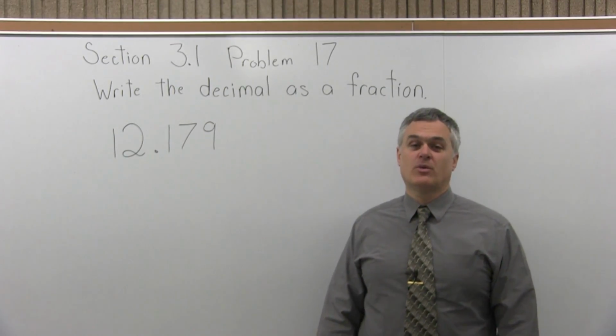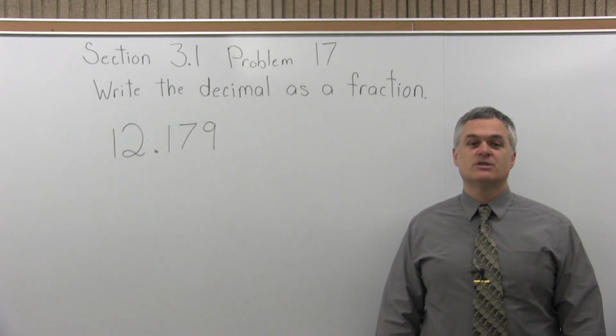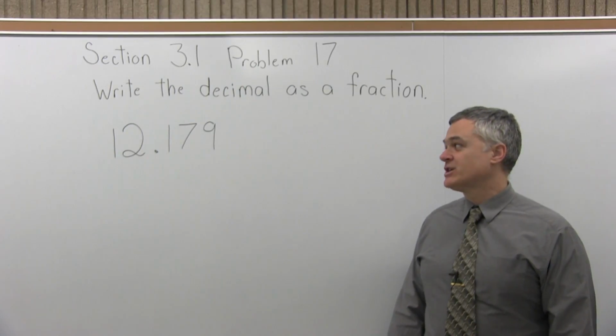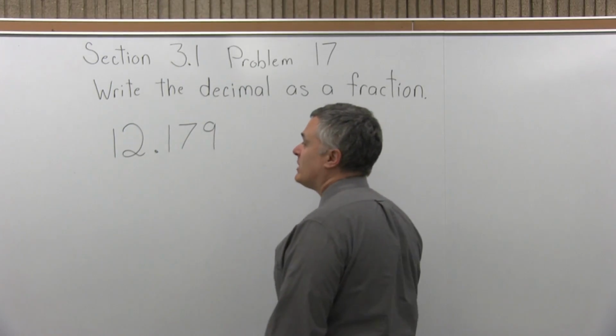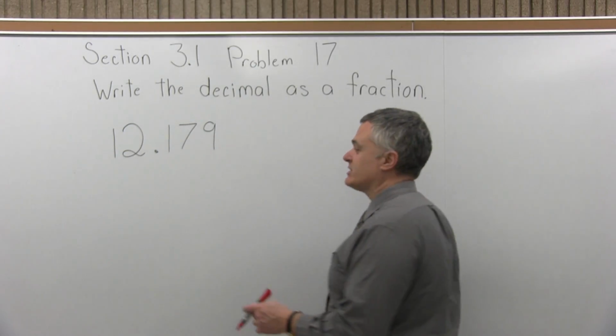This is Section 3.1, Problem 17. It says write the decimal as a fraction. So we have 12.179 that we want to convert into a fraction.